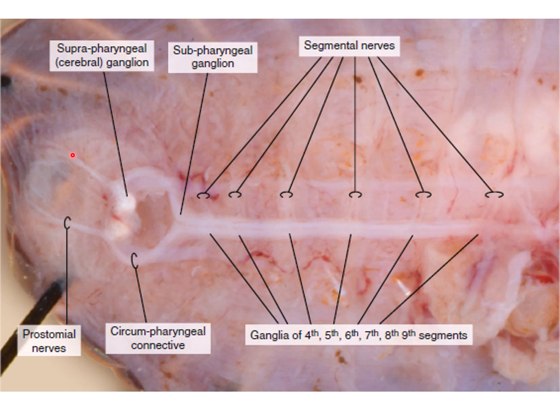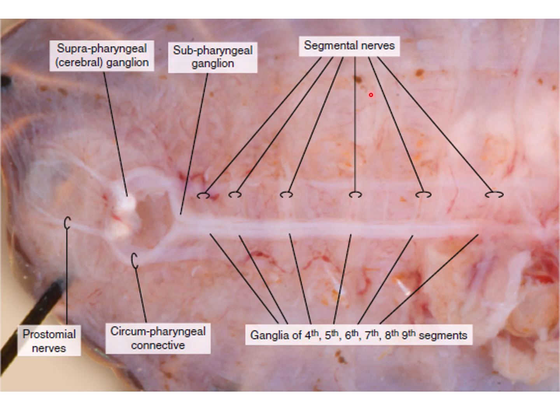and a pair of circumpharyngeal connectives extending from the cerebral ganglia under the pharynx. Then we have to locate the ventral nerve cord by pushing aside the digestive system.